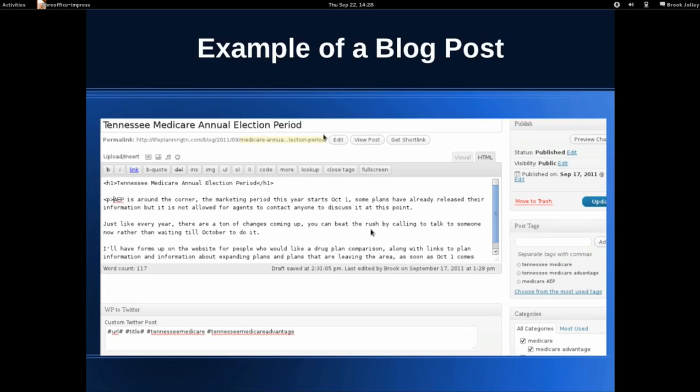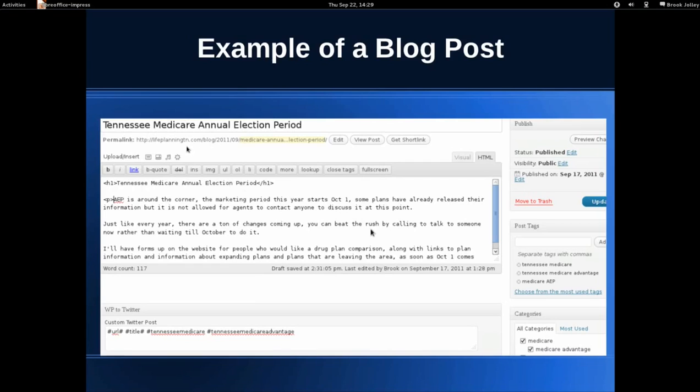So you want the keywords to be there. You want the keywords to be here. You want the keywords in your tags. You want the keywords in your article, and you want the keywords in your header. And in this particular article, I'm actually targeting two different keywords. I'm targeting Tennessee Medicare, and I'm targeting Medicare annual election period.